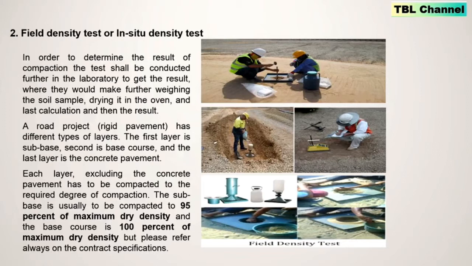The first layer is the sub-base, second is the base course, and the last layer is the concrete pavement. Each layer, excluding the concrete pavement, has to be compacted to the required degree of compaction. The sub-base is usually to be compacted to 95% of maximum dry density, and the base course is 100% of maximum dry density, but please always refer to the contract specifications.